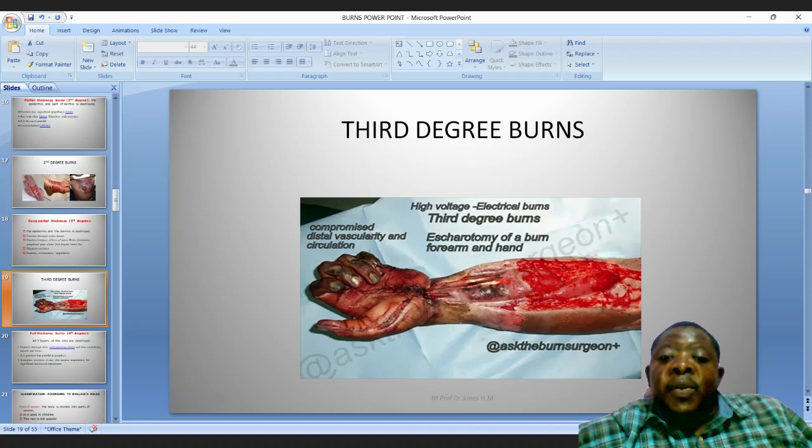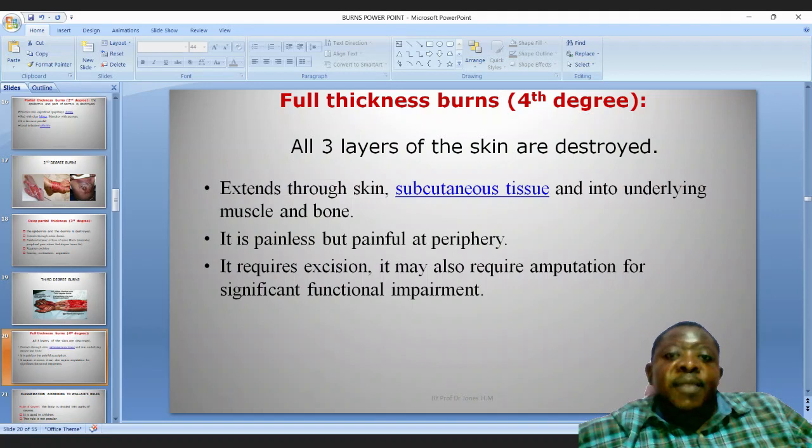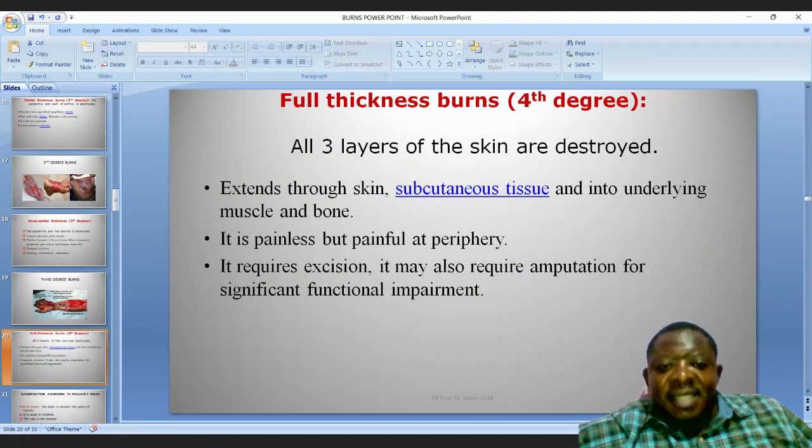Here we see because of damage to the skin and the dermis, we see compromised distal vascularity and circulation. Then full thickness burns of fourth degree. So all three layers of the skin are destroyed: epidermis, dermis, and the hypodermis. So this extends through the skin, subcutaneous tissue, and into the underlying muscle and bone.